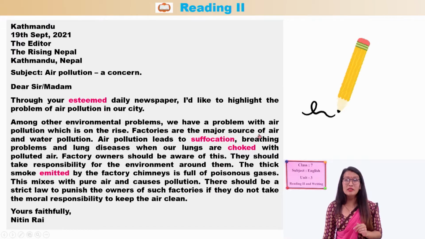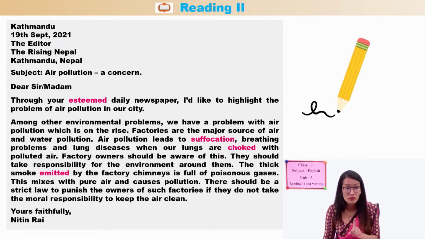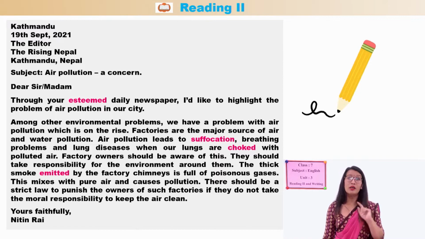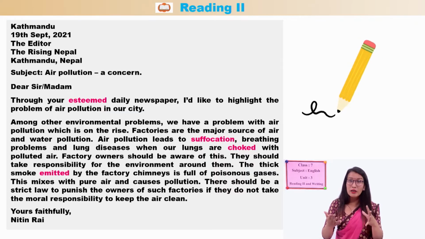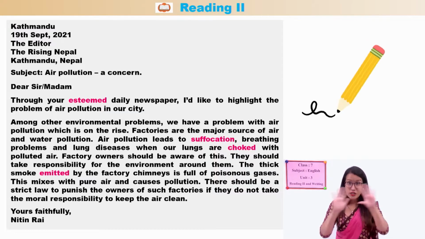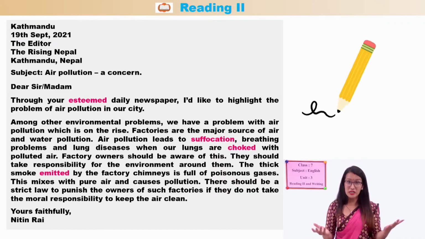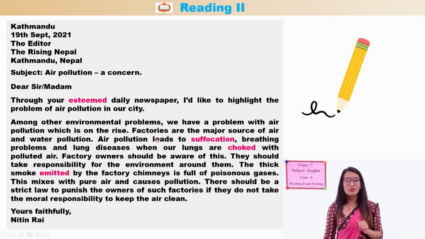Factories are the major source of air and water pollution. They pollute the air, they pollute the water. That means factories help in making the air and water dirty. Yes, air pollution means making it dirty, okay? Okay, did you understand? Okay, so air pollution leads to suffocation.